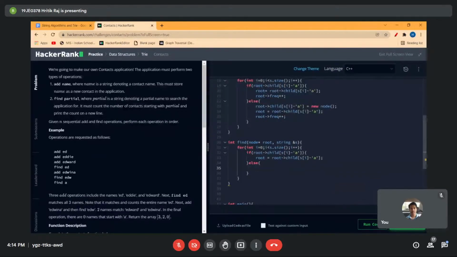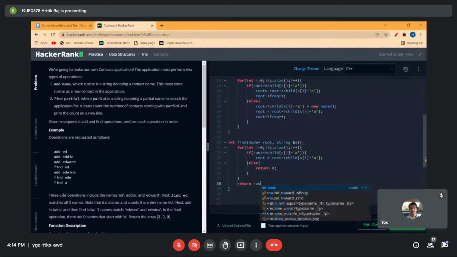In that case we will simply return 0, because if it is a null pointer, then there is no word present with that prefix in the database, so we will return the frequency, which is 0. Otherwise, after going through all the letters, we will be at the correct node, which represents the prefix. In that case, what will root return? Root frequency.